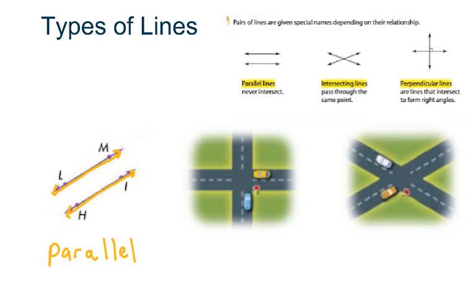What about this street? What kind of angle does it make when they meet? A right angle. So these are perpendicular.